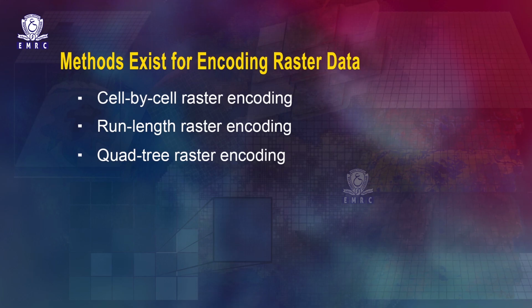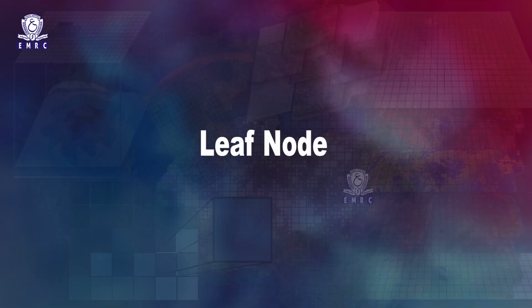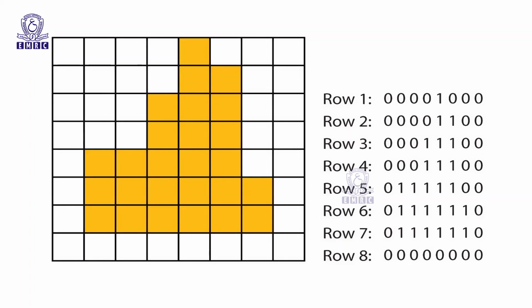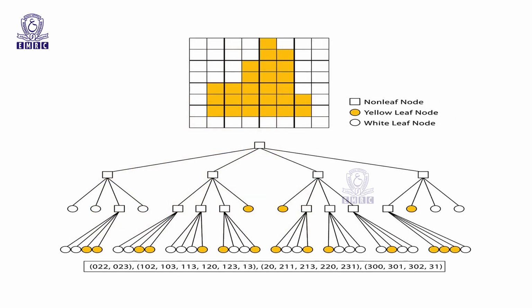Quadtree raster encoding. This method divides a raster into a hierarchy of quadrants that are subdivided based on similar valued pixels. The division of the raster stops when the quadrant is made entirely from cells of the same value. A quadrant that cannot be subdivided is called a leaf node. The figure shows how the data is encoded by the cell by cell method. This figure shows the run length method of classifying the map details. Here the data is converted into a quadtree raster model.